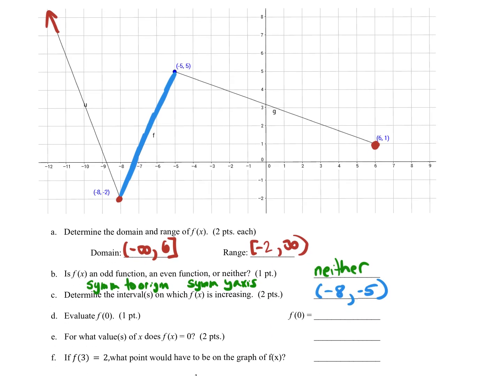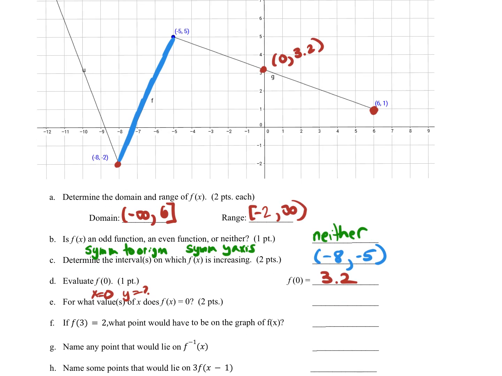D says evaluate f of 0. So f of 0, that just means that the x is 0. What is the y? Whenever you see this function notation, it's saying, all right, if x is 0, what's the y? So on the graph, here is this point. It's not great. It's like 0 and 3.2. So the y value is simply just 3.2.